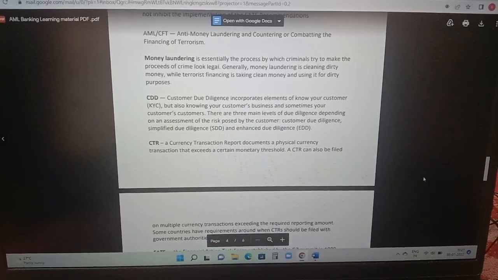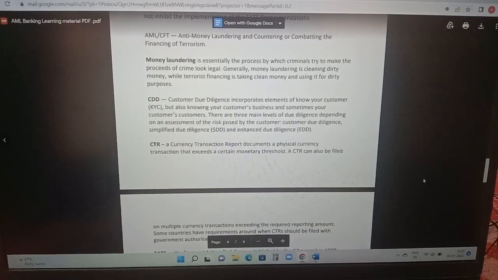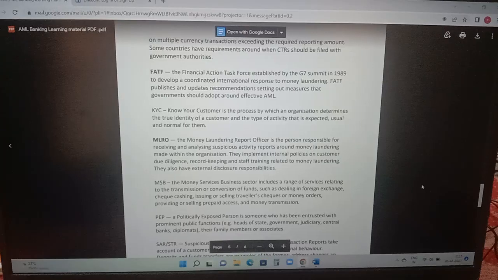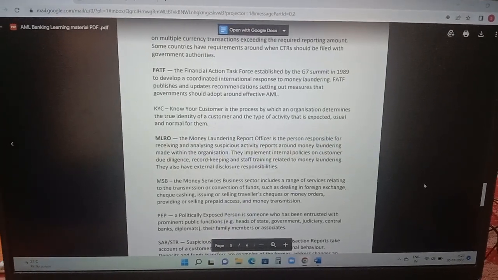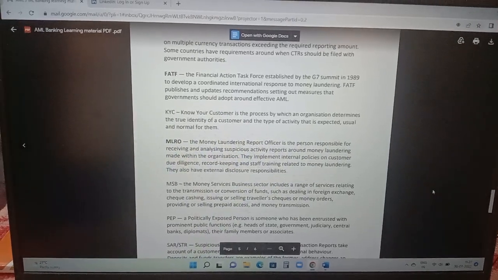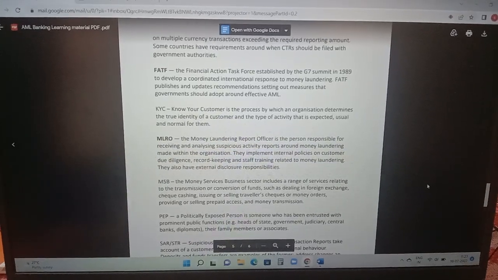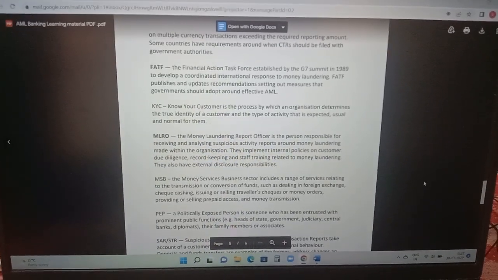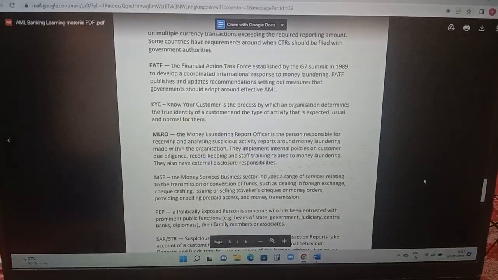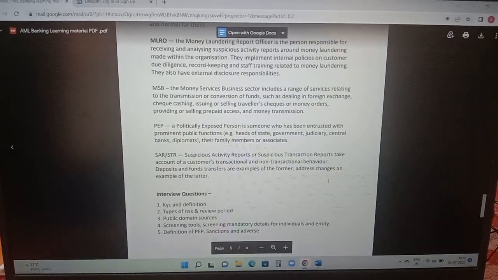CTR, the currency transaction report, documents a physical currency transaction that exceeds a certain monetary threshold. And here we have a lot of full forms, like Financial Action Task Force, and MLRO, which means Money Laundering Reporting Officer. It means the person responsible for receiving and analyzing suspicious activity reports around money laundering made within the organization. And MSB means Money Service Business sector.